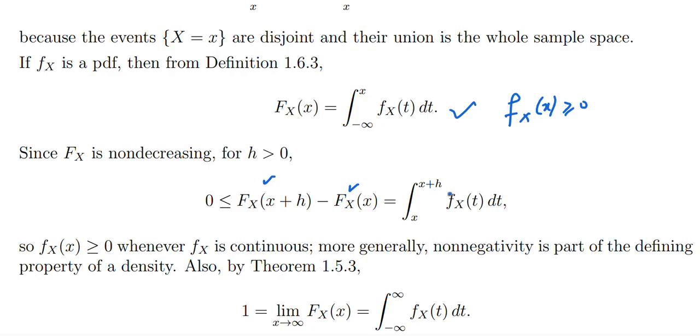So now from x to x plus h, it's saying from here, it implies that this is overall non-negative. It implies that f_X(x) must be non-negative. Why, bro? This should not be the case. This is not a good proof. I don't like it. It's saying whenever f_X is continuous.